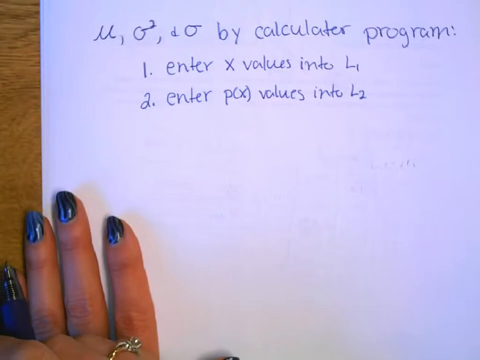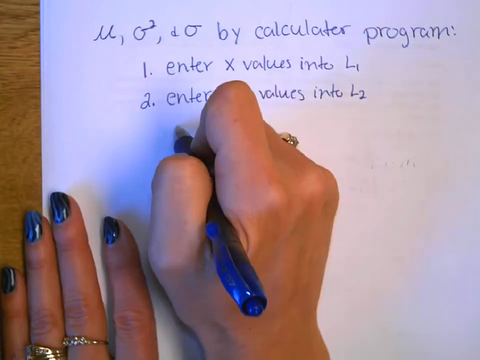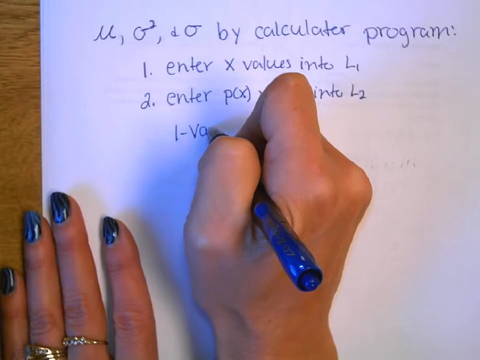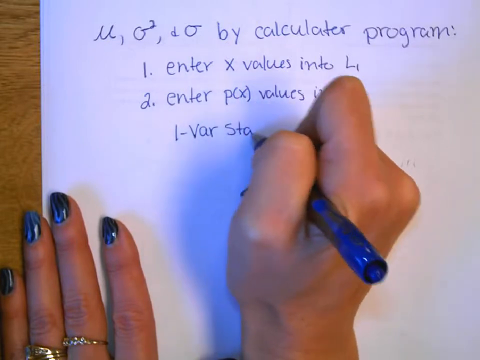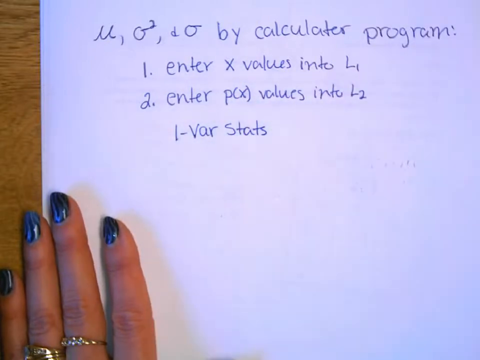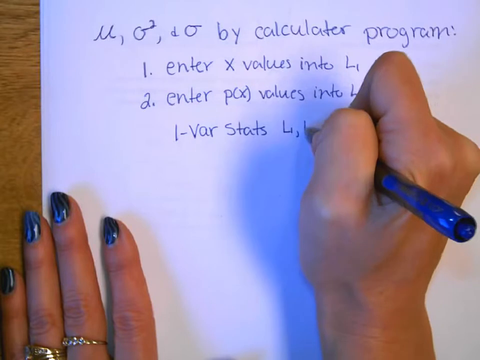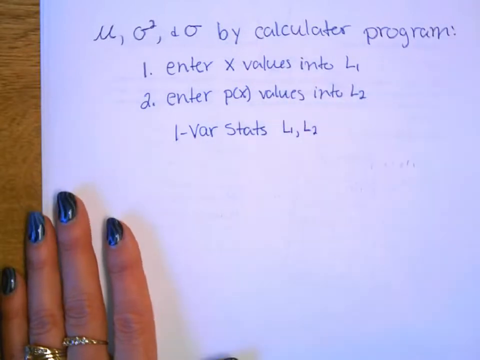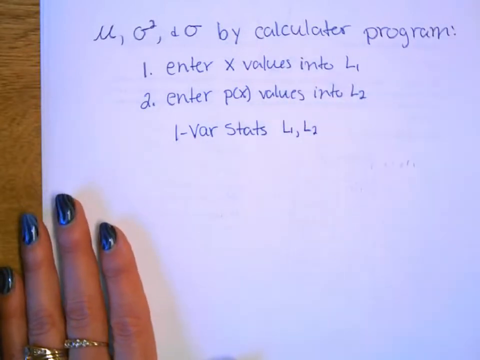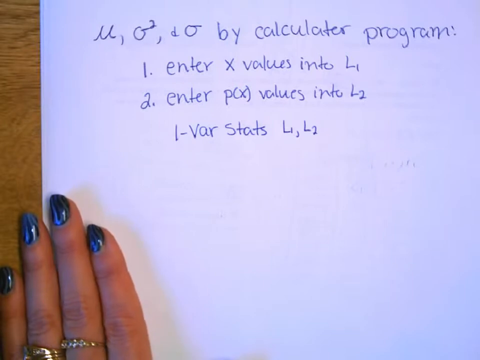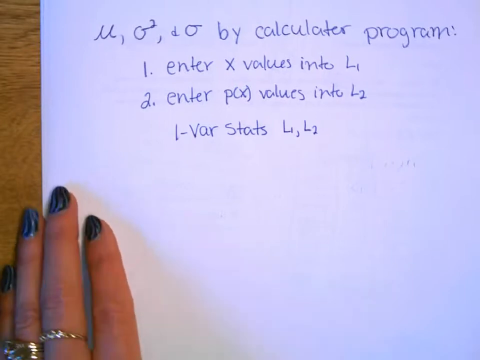One Var Stats has so much useful information in it. But to tell it, basically it's a weighted list because of the probabilities. To look at both lists, you have to type in L1, comma, L2. And then on that screen of all that information, we're going to find the mean and the standard deviation, and then we have to figure out the variance on our own.